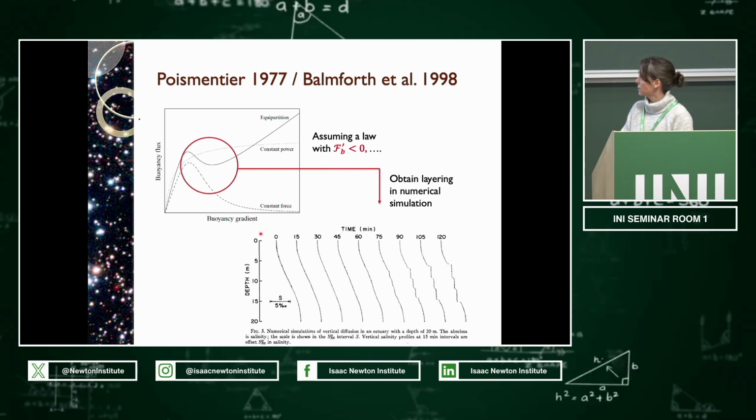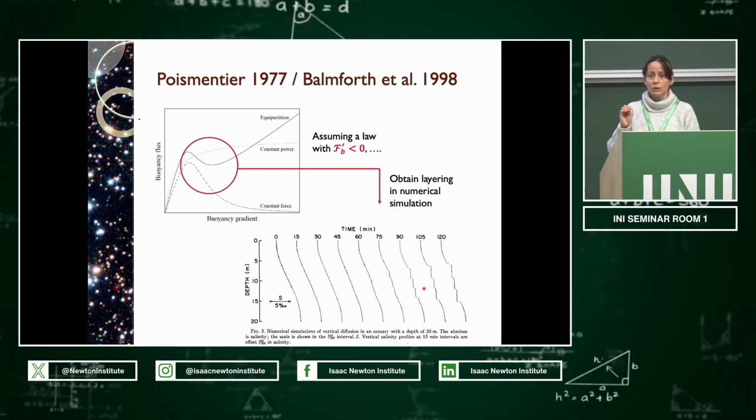So this is just different times. This is the density profile. This is the paper by Posmentier, showing the emergence of these layers.